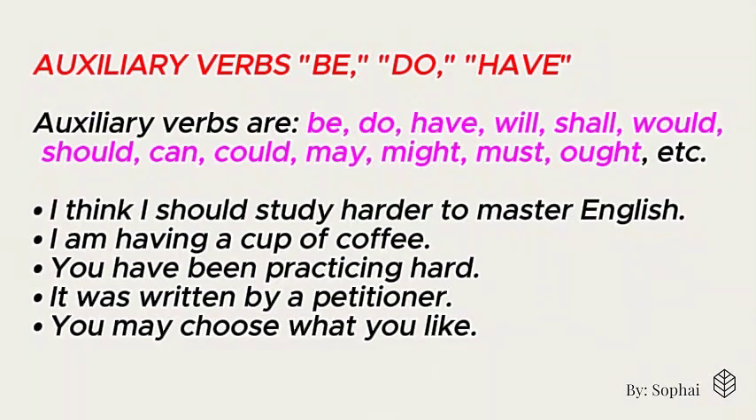Auxiliary verbs: be, do, have. Auxiliary verbs are be, do, have, will, shall, would, should, can, could, may, might, must, ought, etc. I think I should study harder to master English. I am having a cup of coffee. You have been practicing hard. It was written by a petitioner. You may choose what you like.